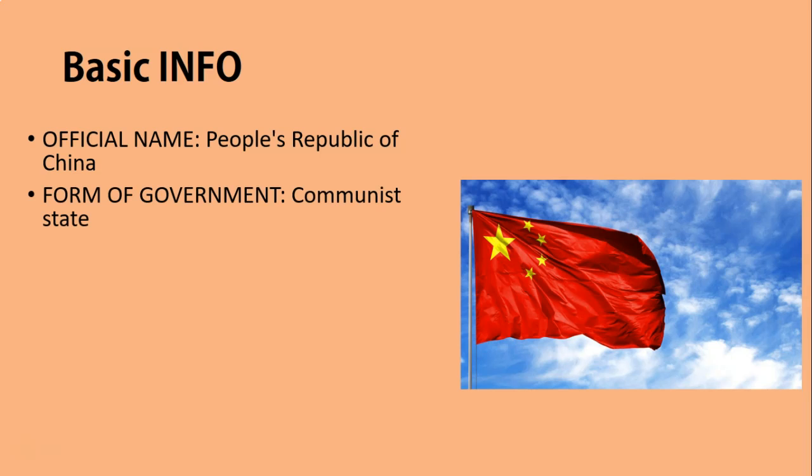So we're going to break this up into two different parts. We're going to look at basic info, and then basic history. All right, so basic info, so we always do this. The official name of China is the People's Republic of China. Now, their official form of government is a communist state, so very similar to North Korea. And China has actually historically been one of North Korea's closest quote-unquote friends. Now, the communist regime of China is a little bit similar to North Korea.